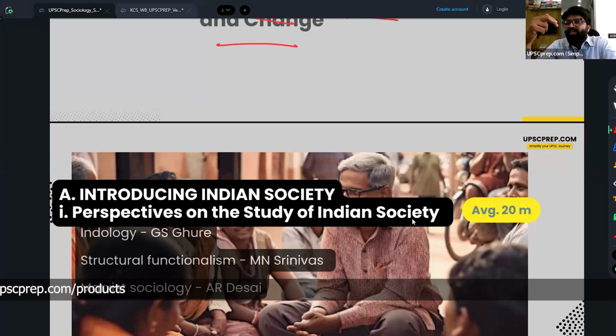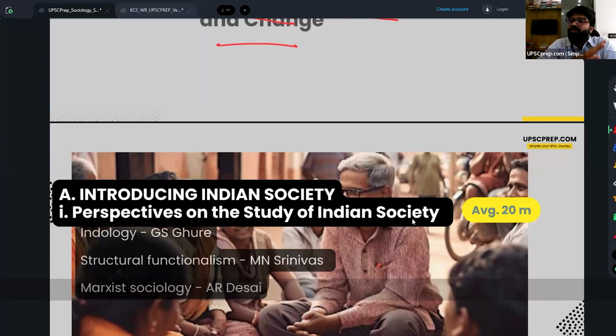And that is where your interlinkages are going to fetch you marks in both your GS and optional papers. That is how I was able to score so well in my GS papers as well as my optional papers, including paper 2. So for the first 45 minutes or so, we'll spend time decoding this.